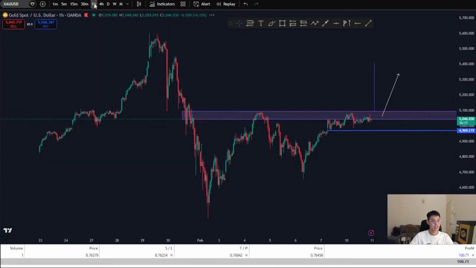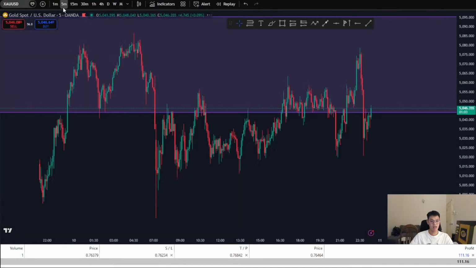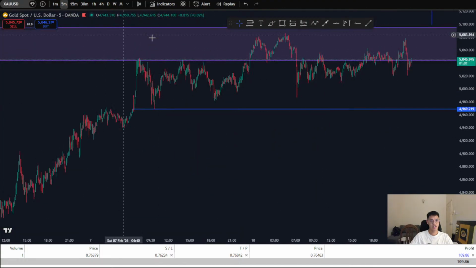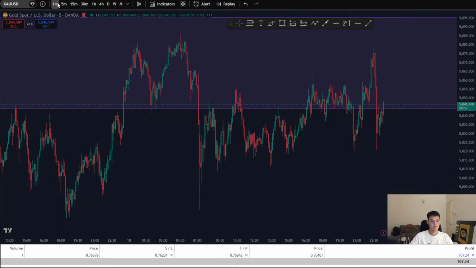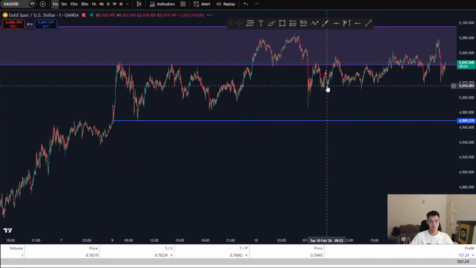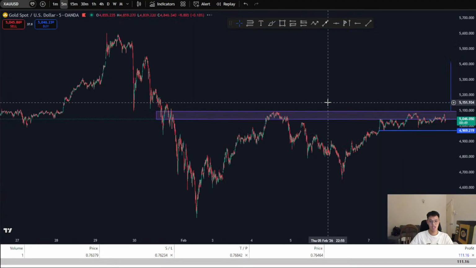All right, so that's for the long term or mid term trade. If you are a short term trader, then we might look at the 15-minute chart and the 5 minute chart. If you are a scalper, then you might look at the 1 minute chart. But the logic is the same.